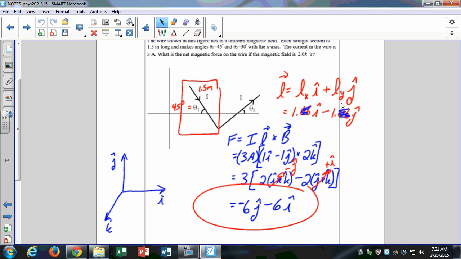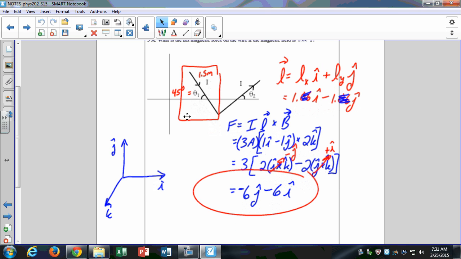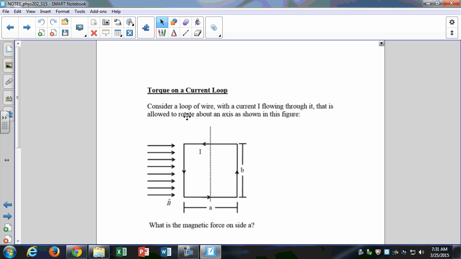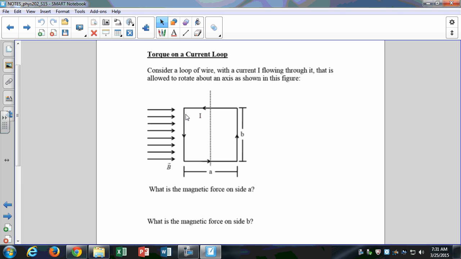So be able to work a problem like this, doing the cross product, or one of those like we did before where we have a particle in free space with a certain velocity. We're going to look at a few applications of this today. Like for example, the torque on a current loop.